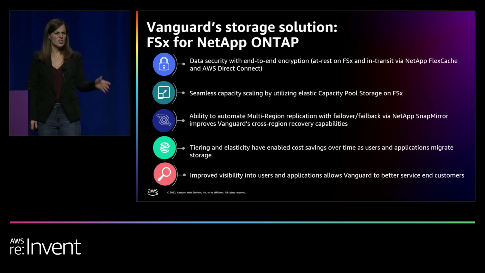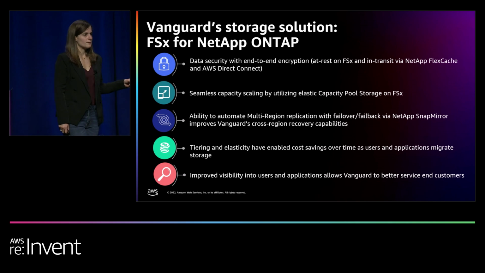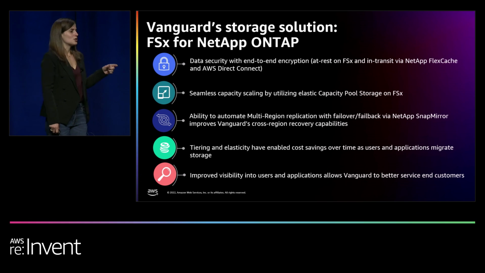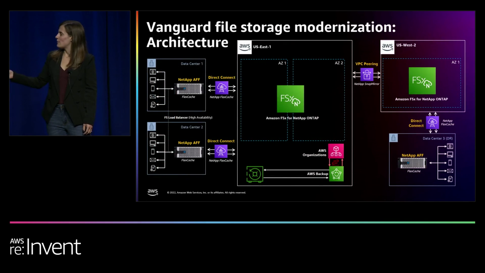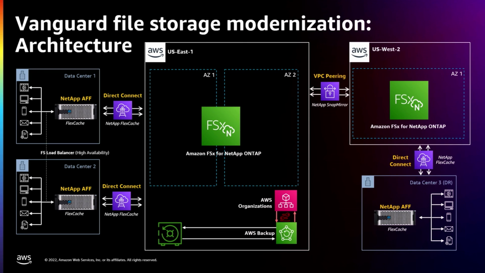And then last but not least, I talked a little bit about this improved visibility for customers. We now actually get to know who our customers are, what they want, and get to provide a better platform as a result. So I want to talk a little bit about the architecture at a high level. As was discussed before, we're currently using Amazon FSx to host our data in the cloud, and then we use NetApp FlexCache to build that bridge between us and on-prem, and use Amazon Direct Connect in between.